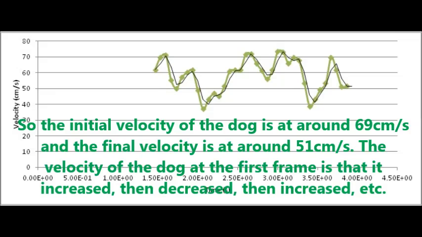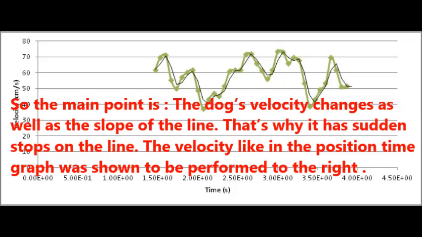The velocity of the dog at the first frame increased, then decreased, then increased. You get the point. So the main idea is that the dog's velocity changes, as does the slope of the line. That's why it has sudden stops on the line. The velocity, like in the position time graph, was shown to be directed to the right.